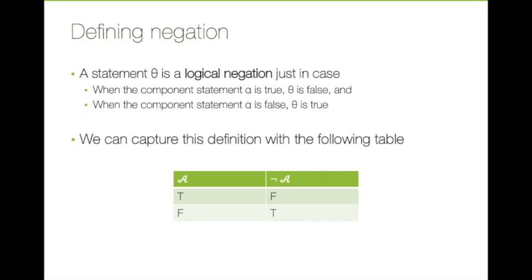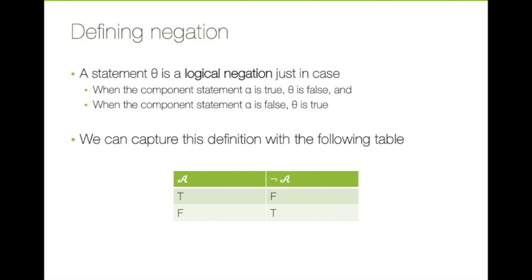So we're going to start with negation. And we're going to look at a written formal definition in a kind of logic-y English, and then look at truth tables. So a statement theta, that can be any logical statement. If we're trying to determine whether or not that's a logical negation, it will be just in case if the component statement alpha is true, then theta is false. And if the component statement alpha is false, then theta is true. That is a pretty abstract way of putting things, but we can capture it with a table.